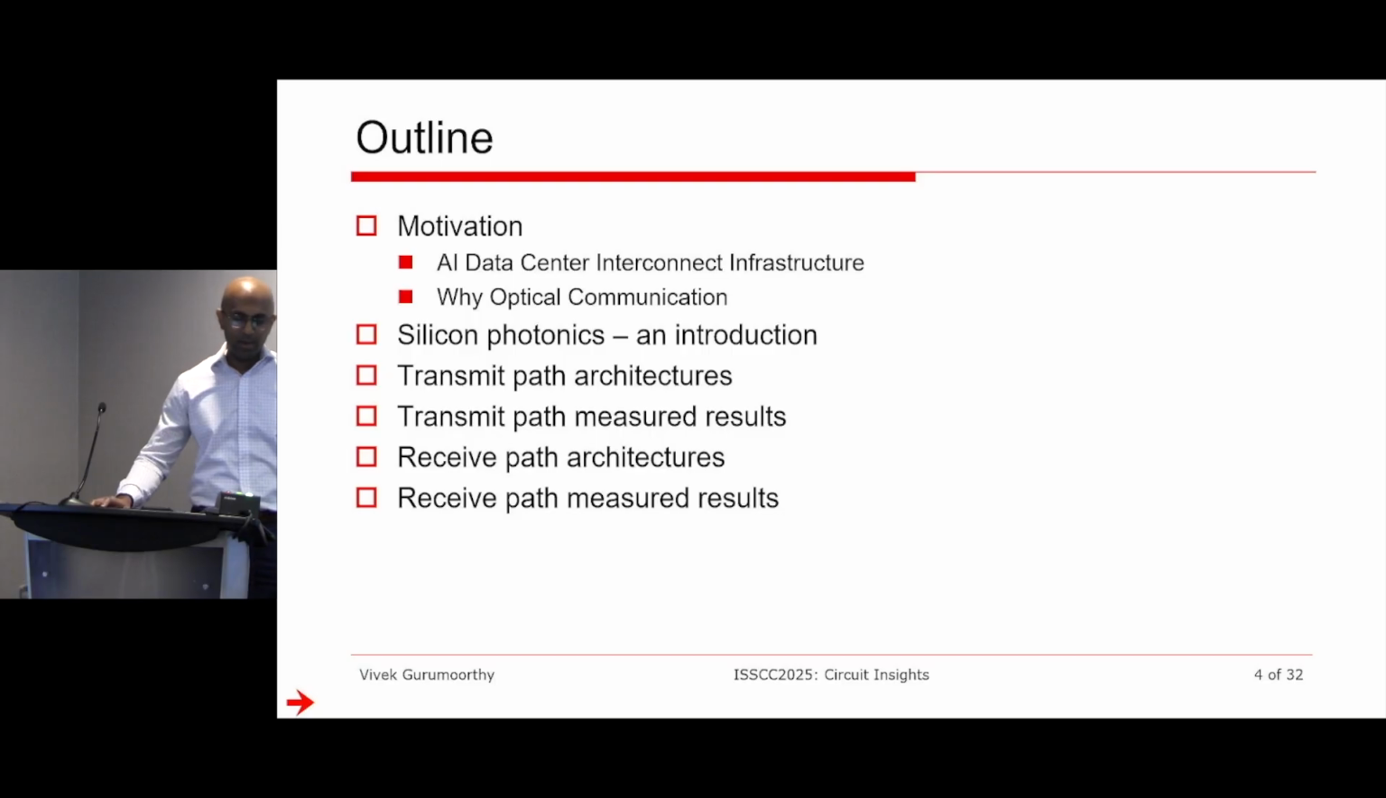So this is the outline for the talk. We'll first look at the motivation for optical communication. And obviously, I'm going to talk about AI because that is the keyword if I have to increase my stock value right now. So we'll talk about what AI data center interconnect infrastructure looks like and why or how optical communication circuits fit into that. And then I'm going to give a brief introduction of silicon photonics. Then we'll look at how to design circuits for this. We'll design together a simple transmitter path circuitry, look at what that looks like at the output, and then we will design a simple receiver circuitry and measure those results.